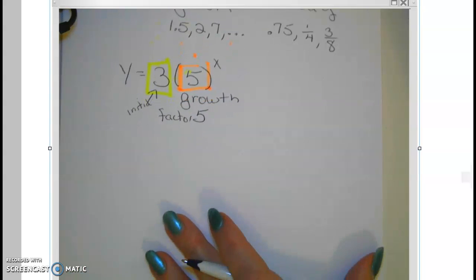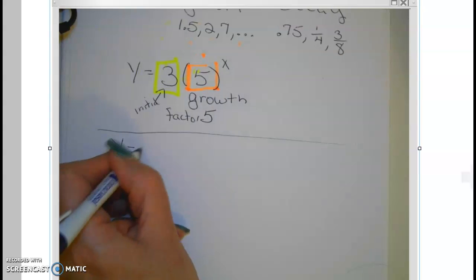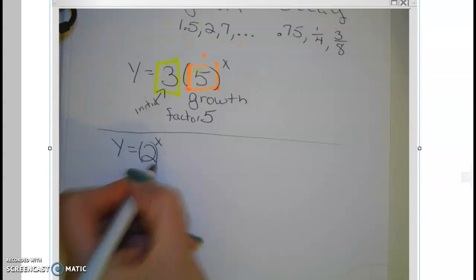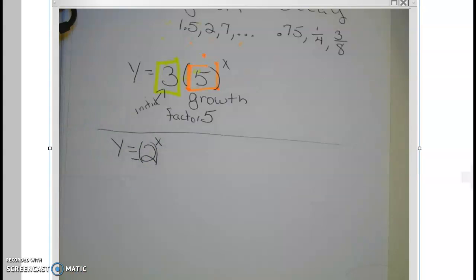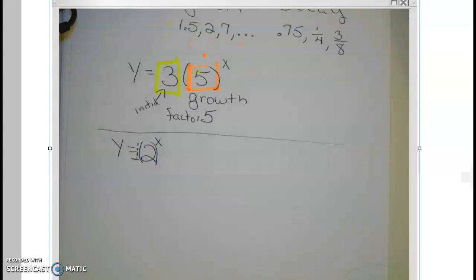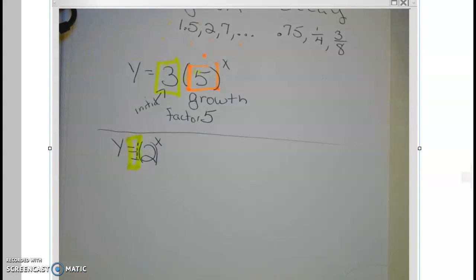Let's look at another one very quickly. Just draw a line so you know it's a different problem. Y equals 2 raised to the x. All right, so what is the initial value? Remember, the initial value is what's in front. Well, nothing's in front. What do we have to know is there that math teachers will not write? A 1. We have to know that there is a 1 here. So my initial value is 1 here.